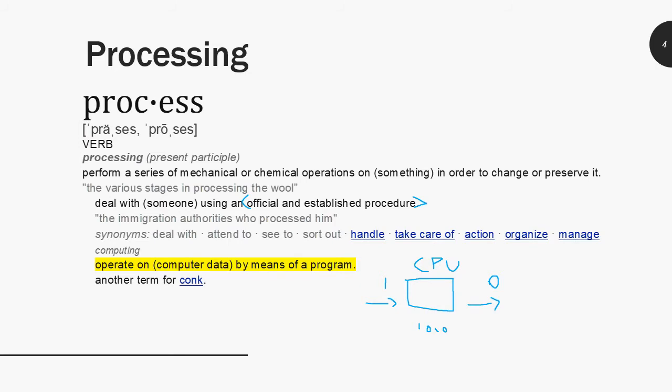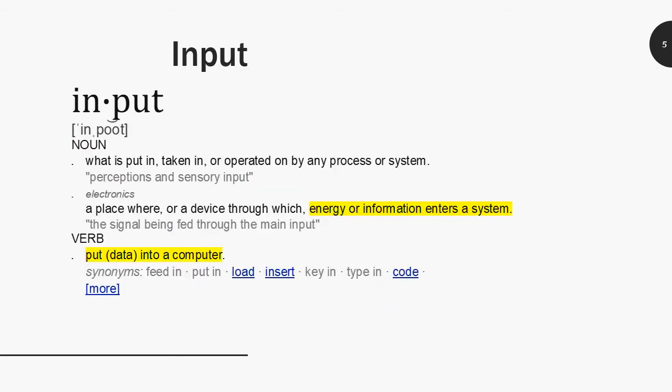Let's go on to the next slide. We're going to define input now. So one thing that did stand out for me is that it talks about energy or information entering a system. But we're mostly interested in information. Energy is a little bit more in regards to troubleshooting systems. And that's usually a layer 1 problem, and we'll talk about this in later courses, but not in this one. We're just interested in the basics.